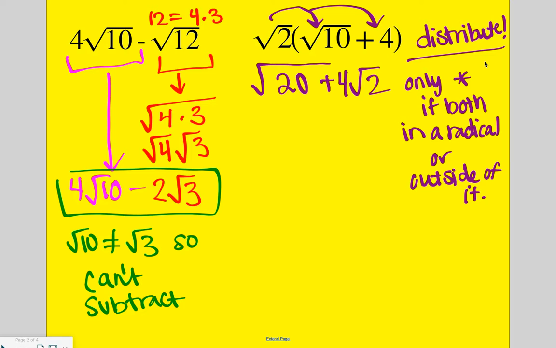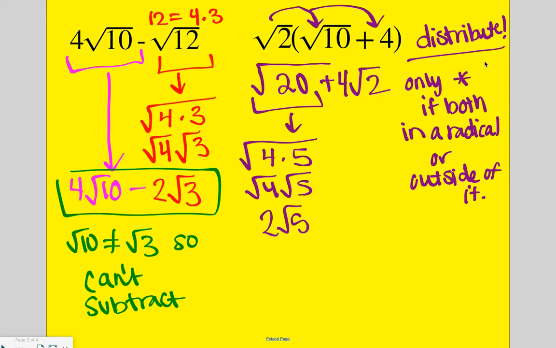Our square root of 20, though, that can be simplified. So let's simplify this down more. So this is the same as 4 times 5. Let's break that apart. So we have square root of 4 times square root of 5. Square root of 4 is 2, so we have 2 square roots of 5.